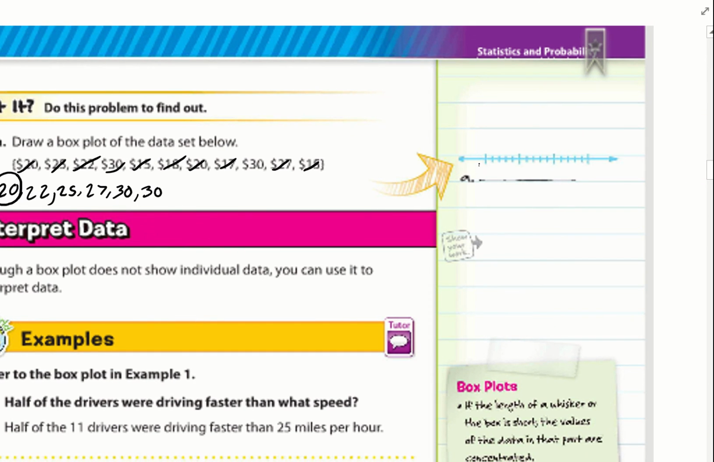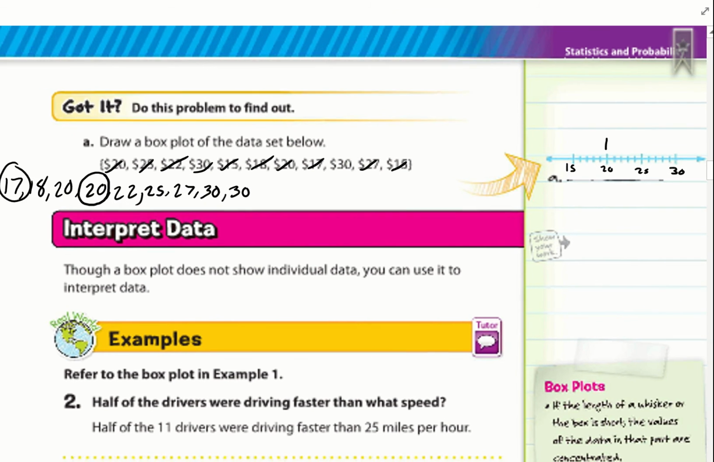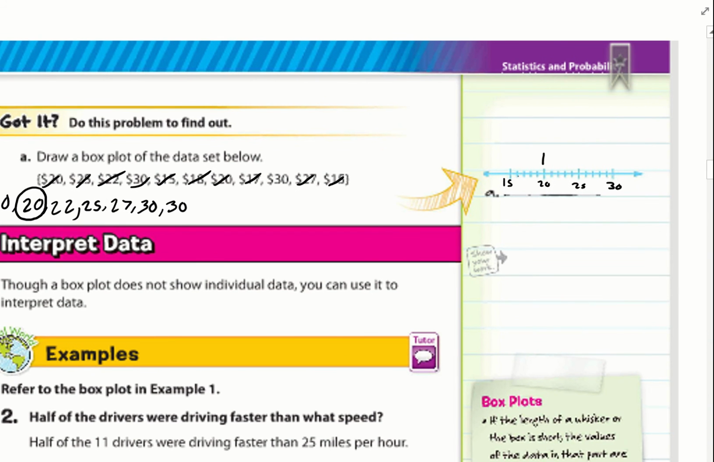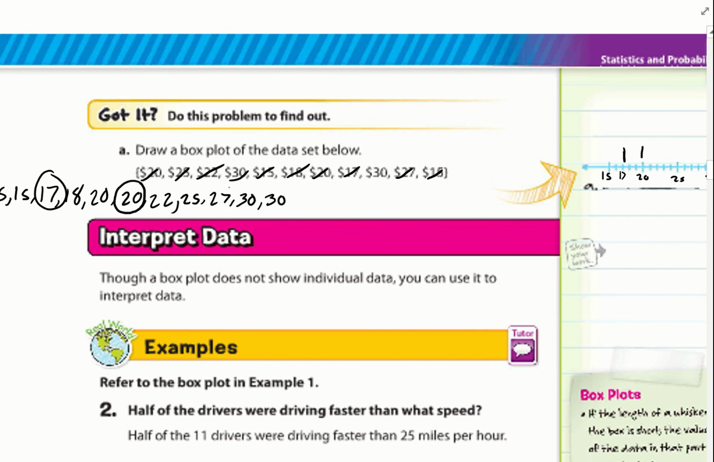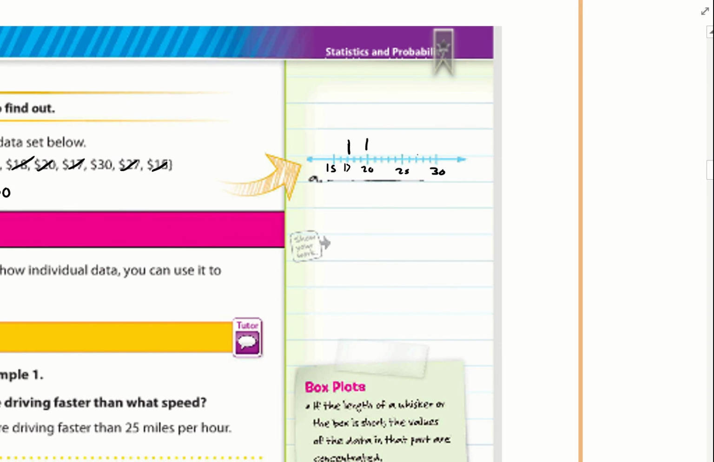So we're going to go with 15, 20, 25, 30. So 20 is going to be my median. Quartile 1, the middle of my first half, is 17. That's the start of my box right here at 17. My end is going to be my third quartile, which is 27. It's going to be here, 27.